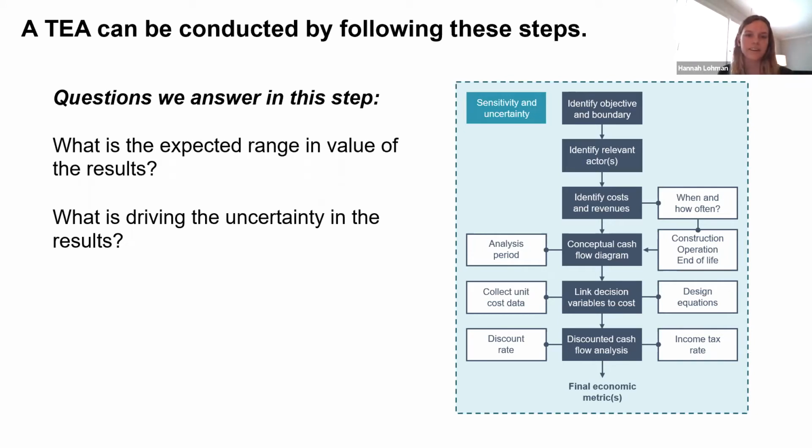And then the next step is sensitivity and uncertainty. If we want to look at a range of values and not just have a single value for our inputs, maybe the price of electricity ranges from one value to the next, how will we account for that? Questions we might ask are, what are the expected range and values of the results? And then if we have uncertainty, what is driving the uncertainty?